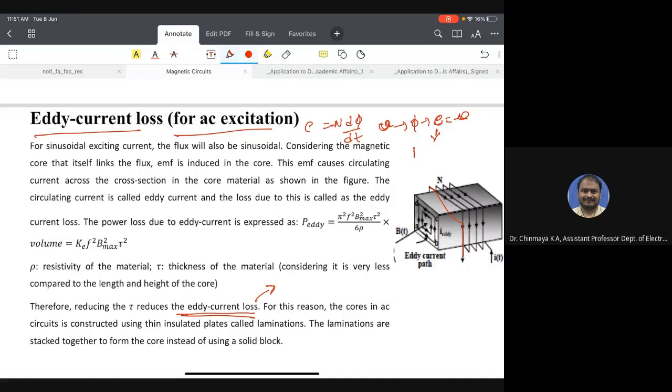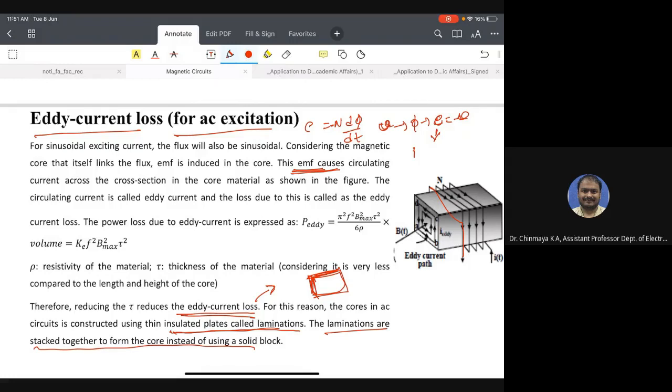Moreover, instead of one single core, we can consider sheets of ferromagnetic material, laminations. The lamination will stop the current from flowing, as it is an electrically non-conducting material. Therefore, by using insulated plates called laminations stacked together to form the core, we can reduce the eddy current loss, which is caused by the circulating EMF induced in the magnetic material.